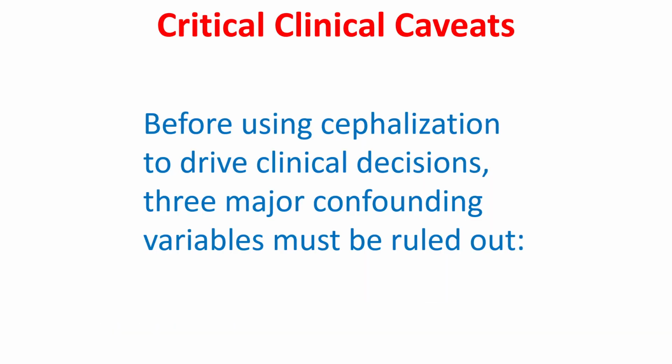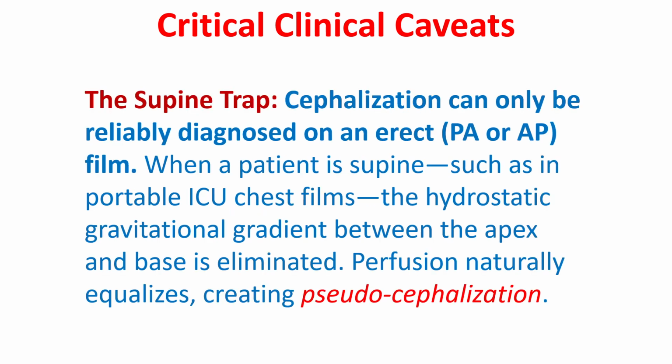There are certain critical clinical caveats. Before using cephalization to drive clinical decisions, 3 major confounding variables must be ruled out. The supine trap. Cephalization can only be reliably diagnosed on an erect PA or AP film. When a patient is supine, such as in portable ICU chest films, the hydrostatic gravitational pressure gradient between the apex and base is eliminated. Perfusion naturally equalizes, creating pseudo-cephalization.